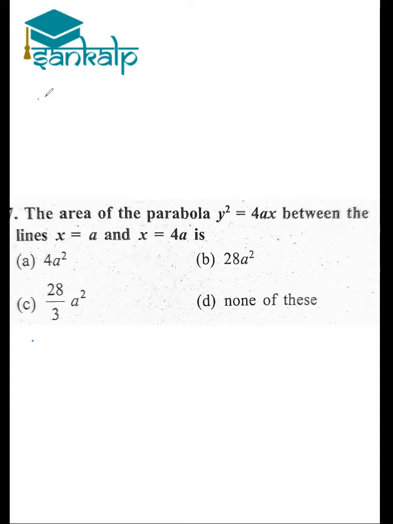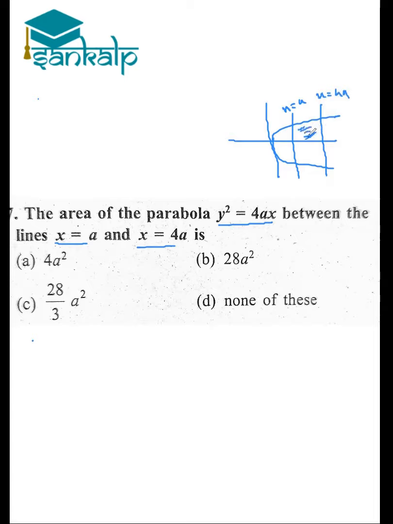Next question: the area of the parabola y square is equal to 4ax, between the lines x is equal to a and x is equal to 4a. Here we have a parabola, and these are the two lines, x is equal to a and x is equal to 4a. We need to calculate the area between these two lines and the parabola.